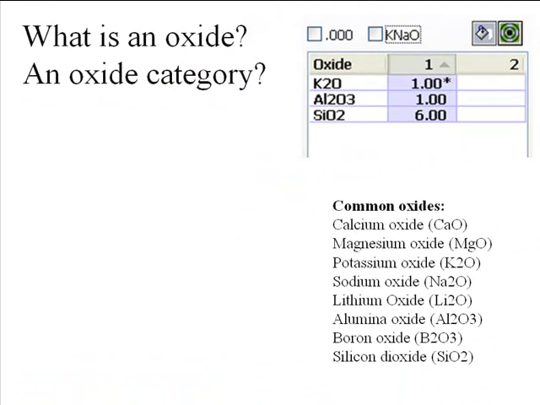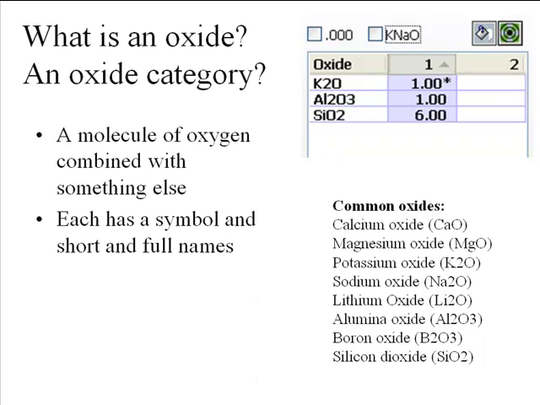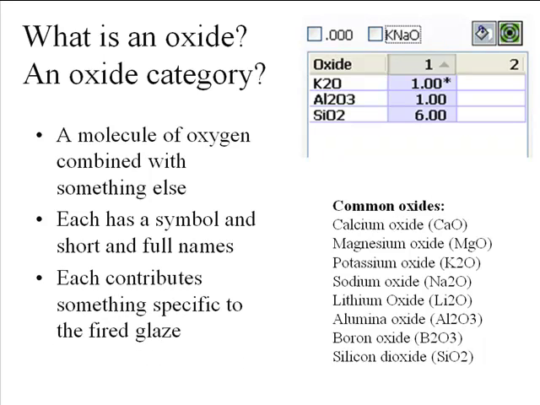Before continuing, let's talk about oxides. An oxide is a molecule like K2O or Al2O3. It's a combination of oxygen and another element that naturally combines with it. Each has a symbol, a short name, and a full name. There are only about 10 oxides that you need to learn about. Each has specific contributions to the fired properties of glazes.